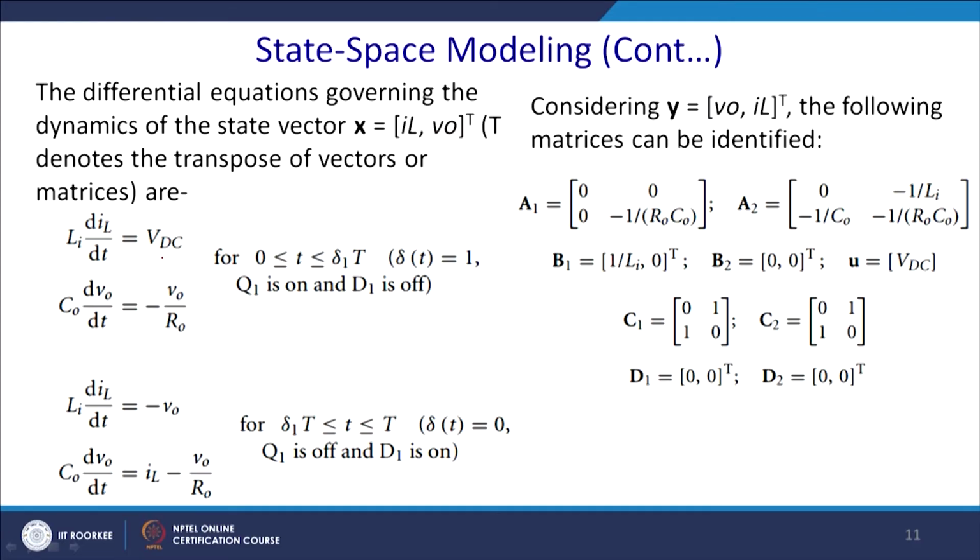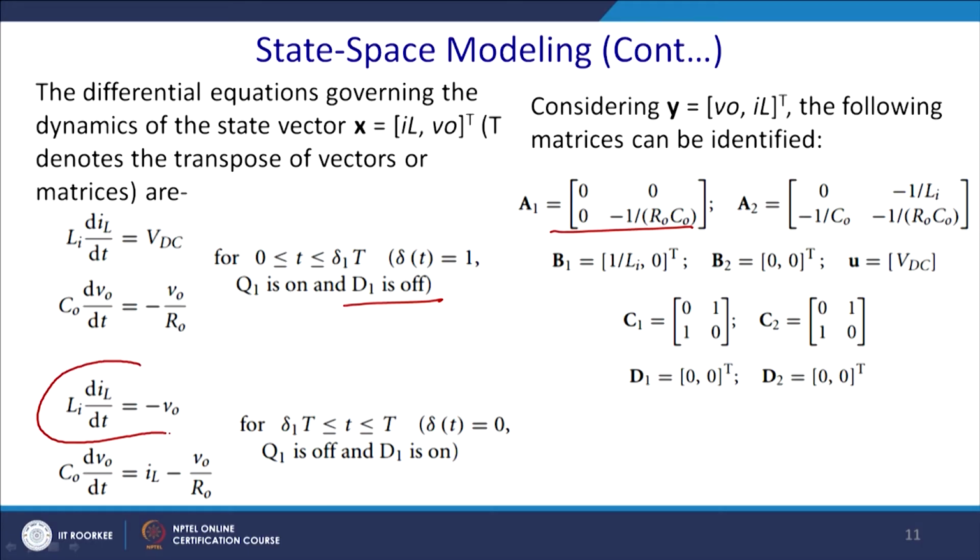So, L di/dt equals VDC and C dV0/dt equals minus V0 by R. It changes its polarity, because for 0 to delta T1, delta equal to 1, Q1 is on and diode D1 is off, and thus you get these matrices. So, you get matrix A1 as 0 0, and similarly in the second case for delta 2 you will get another set of matrices which come a little later.